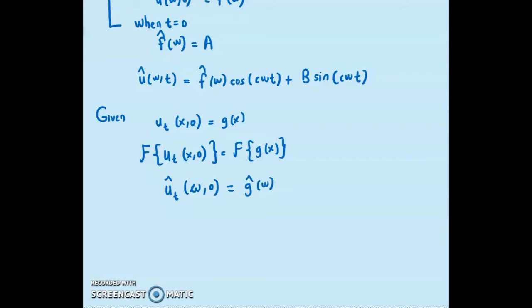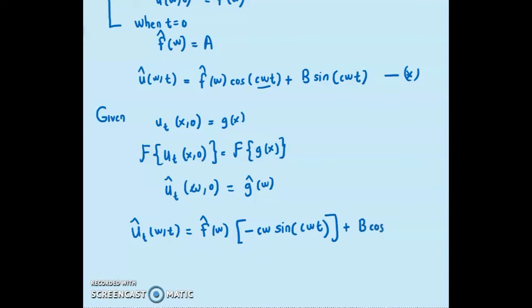Which means we have to take the derivative of this equation. Let's call this star. Now the derivative of star gives you u_t hat of omega, t equals, taking the derivative with respect to time, so omega will remain a constant. Taking this one, I have negative c omega sin(c omega t). This is for this one. Now for this one we have plus b cos(c omega t), and you have c omega.